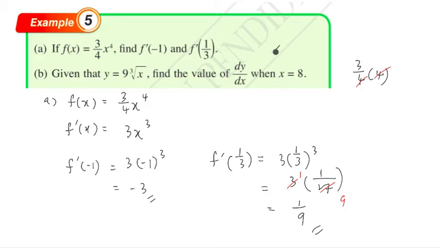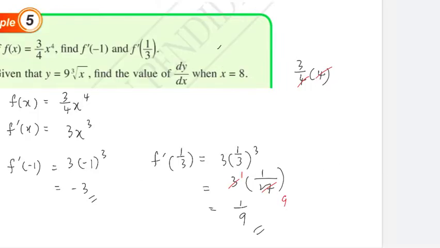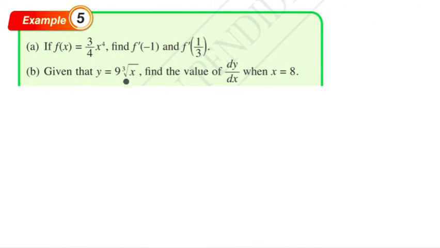A is done. Okay, B. Given that this is y, find the value of dy/dx. Okay, given that y equals 9x to the power 1 over 3. You see here is a cube root, 1 over 3. So now, find the value of dy/dx when x equals 8.